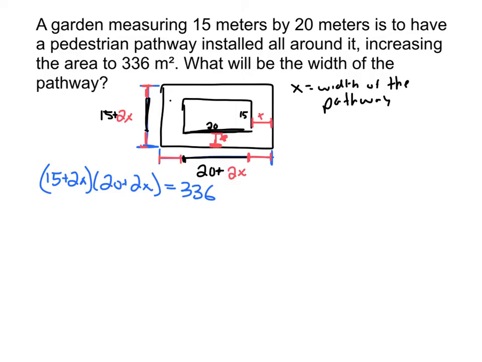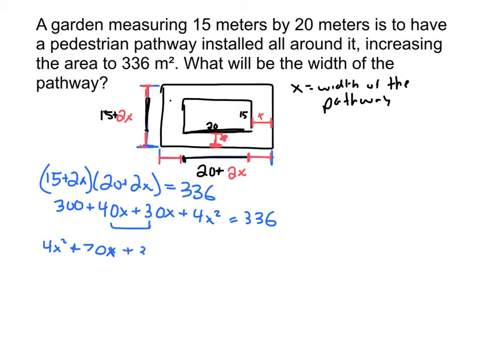So 15 times 20 is 300, plus 20 times 2x is 40x. 15 times 2x is 30x. And lastly we have 2x times 2x, which is 4x squared. So that equals 336. I'm going to rearrange this and combine 40x plus 30x, they're like terms. I'll pull the 4x squared out front to make it standard form. Then 40 plus 30 is 70x, and then plus 300.